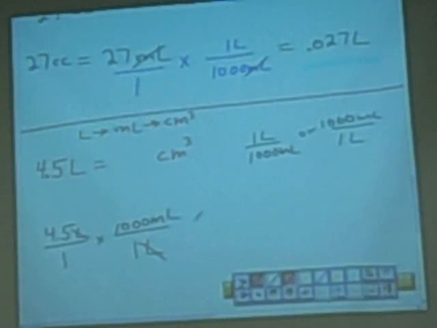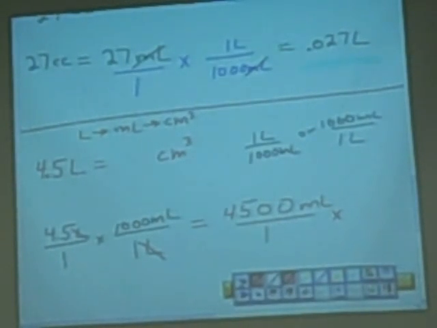So since we're multiplying by 1,000, we know that it gets larger, right? So that means we have 4.5, and we're moving that decimal point 3 places, right? So how many zeros are we going to have? 2. Good, because we have 1 place behind the 5. So that'll be 4,500 milliliters. But we're not done yet, right?